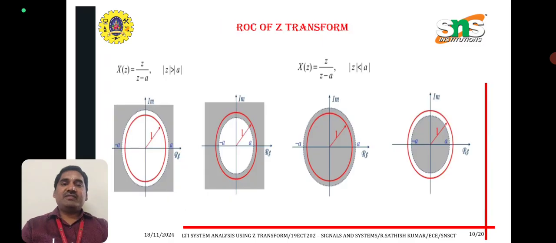When X of z is equal to z divided by z minus a, and modulus of z should be greater than a, it can be defined by radius a. The outside of the circle is your ROC. X of z is equal to z divided by z minus a, when modulus of z should be less than a, it can be mentioned as radius a. The inner part of this circle is your ROC.